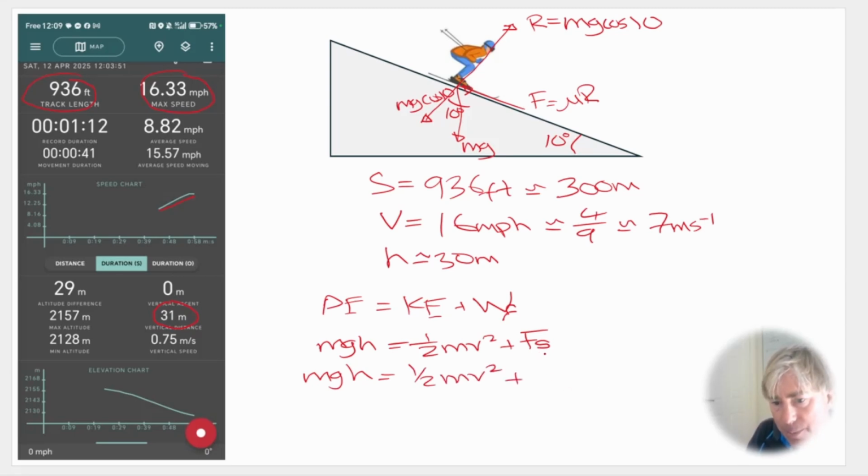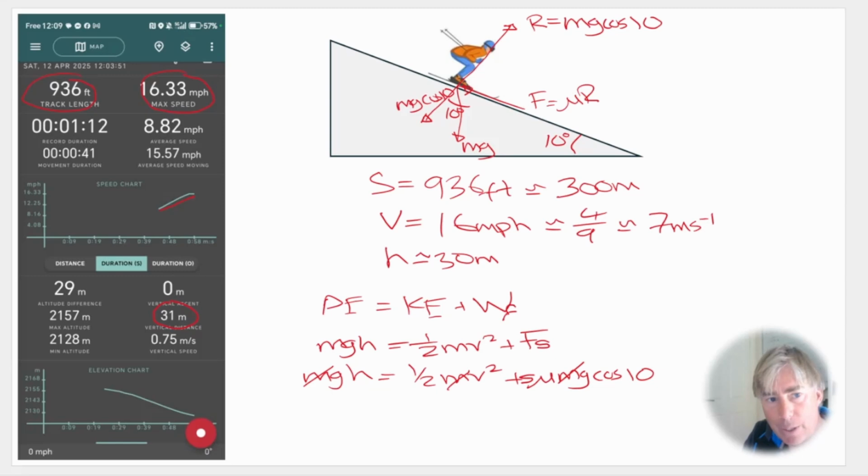plus F times S. Well, F is mu R and R is mg cos 10, so this becomes mu mg cos 10 multiplied by S. So we'll put the S in front. Now you'll notice conveniently that right across the board my m's cancel, so this is independent of mass. So we're now left with an equation we can simplify.